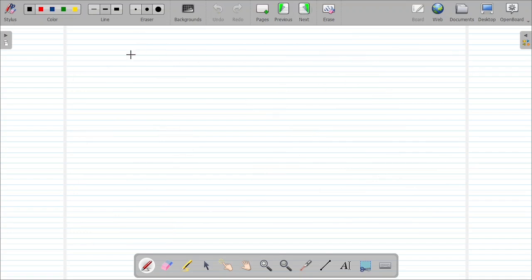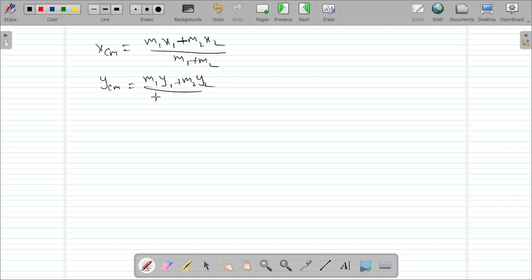So next, see what is the x center of mass along x axis. This is m1 x1 plus m2 x2 by m1 plus m2. Got it? Then what about for y axis? If it is along y axis, m1 y1 plus m2 y2 by m1 plus m2. Similarly, zcm for z axis, m1 z1 plus m2 z2 by m1 plus m2.